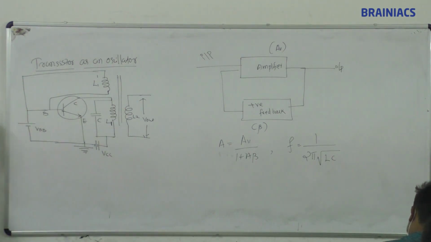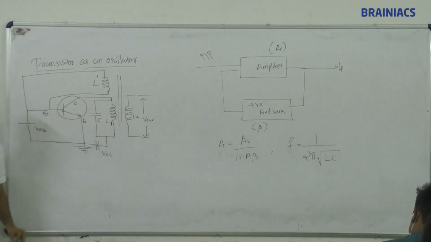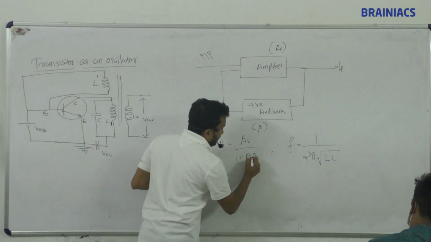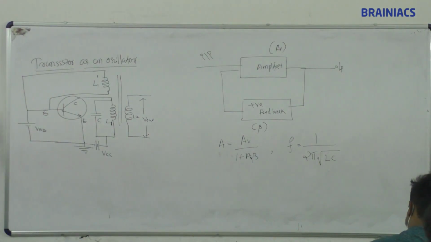Of the diagram that I explained to you. Amplifier with positive feedback, beta in the bracket: A equal to AV divided by 1 plus AV beta. F equal to 1 by 2 pi root LC.